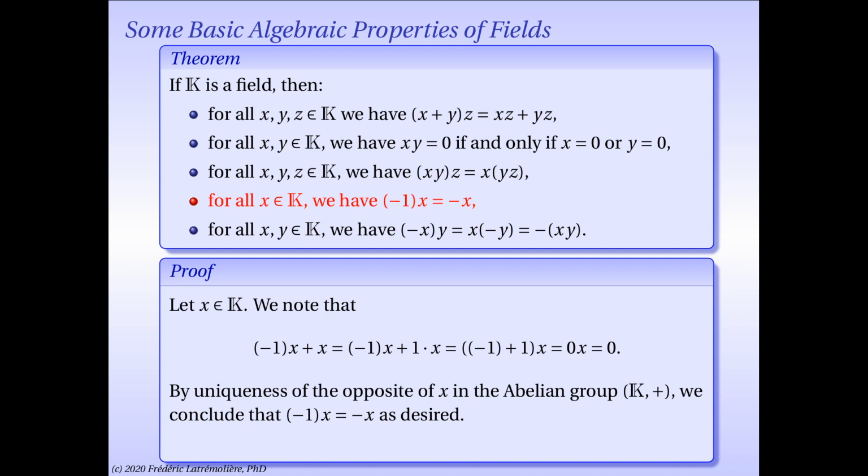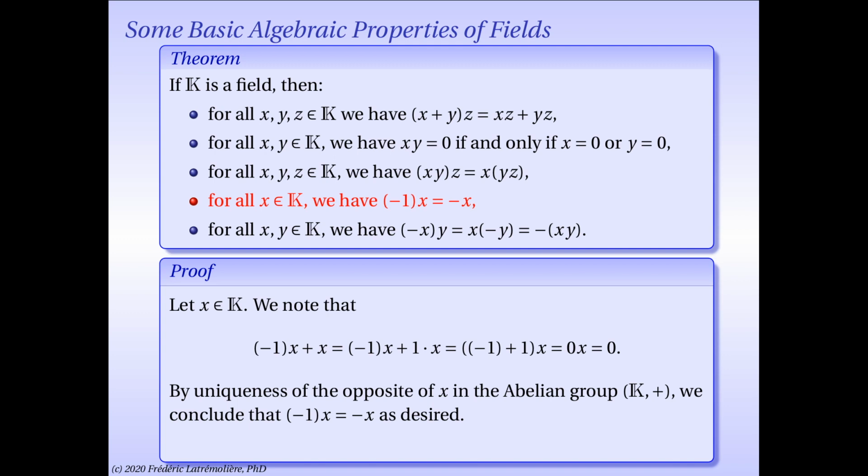The minus x comes from the structure of the field with the addition as a group. It has nothing to do with the multiplication at all, a priori. Whereas minus 1 times x mostly involves the multiplication, but it involves the addition a tiny bit because we have to define minus 1 as the opposite of 1. But nonetheless, this relates the multiplication and the additive structure in a very interesting way.